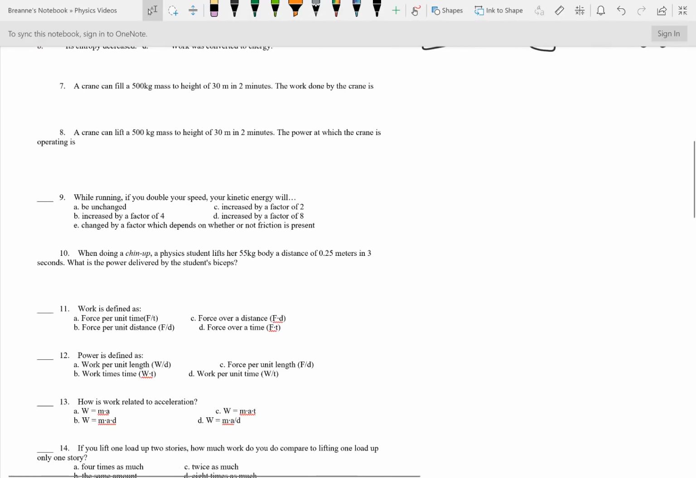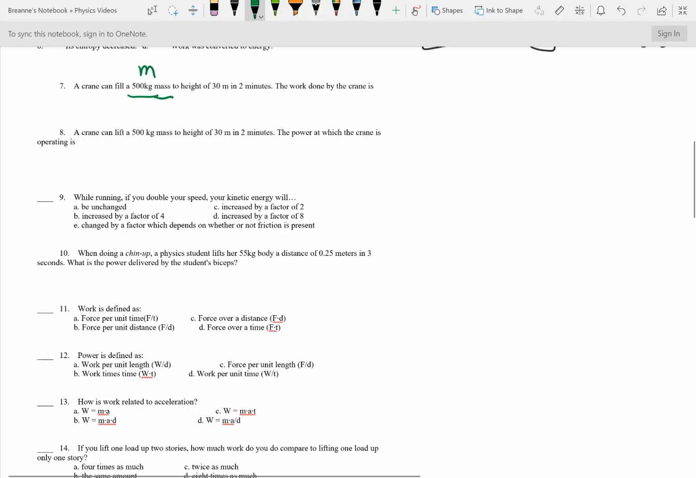I know some of y'all don't like the GUESS method, but the GUESS method really does help you because it kind of breaks it down. So let's pull out our givens. A crane can lift a 500 kilogram mass to a height of 30 meters in 2 minutes. The work done by the crane is... so again, let's pull out our givens. So we have this mass. Mass, that's our m.